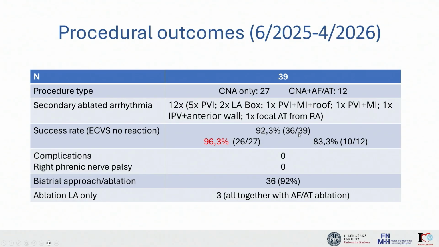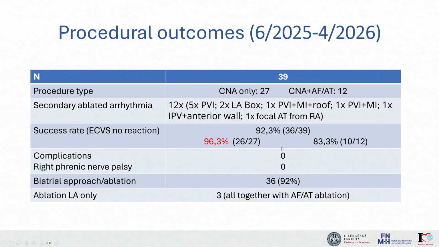So here we have our procedural outcomes. Finally, 39 patients were treated with this approach. In this cohort, the indication for only cardioneuroablation was 27 patients, and the concomitant procedure, cardioneuroablation and AFib/AT ablation, we did in 12 patients.